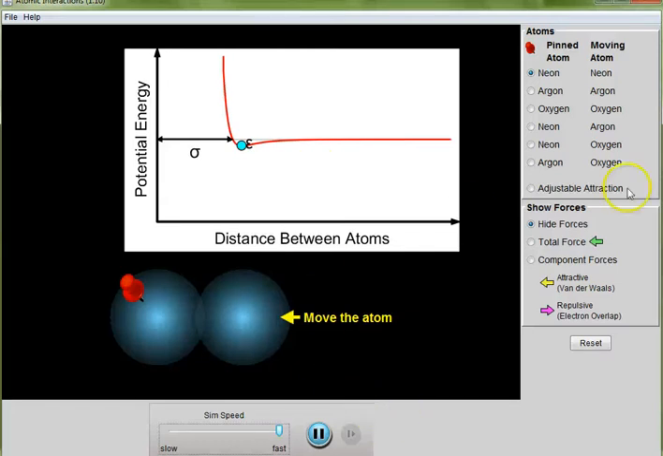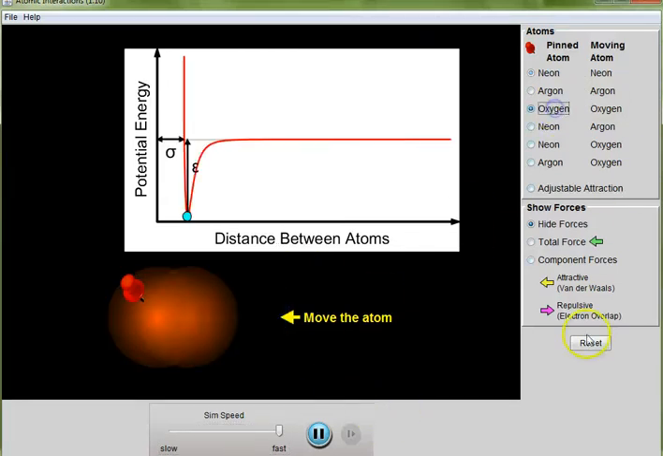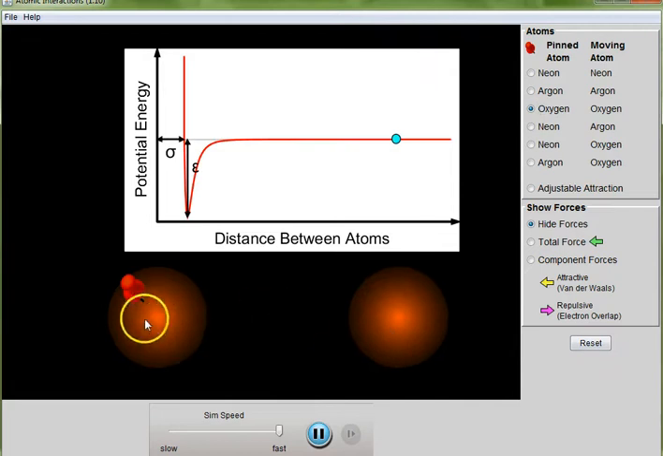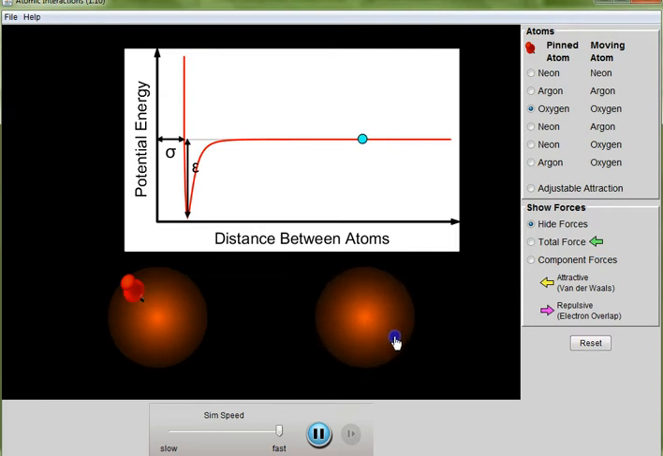Okay, so let's start with this. We'll start with an oxygen molecule here. There are two oxygen atoms. There is one here, and there is one here. One is pinned, and we can move another oxygen atom away or close to the other oxygen atom.